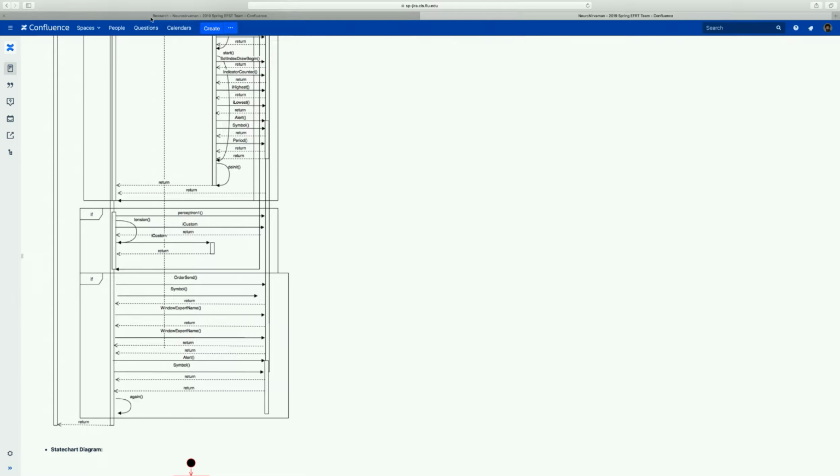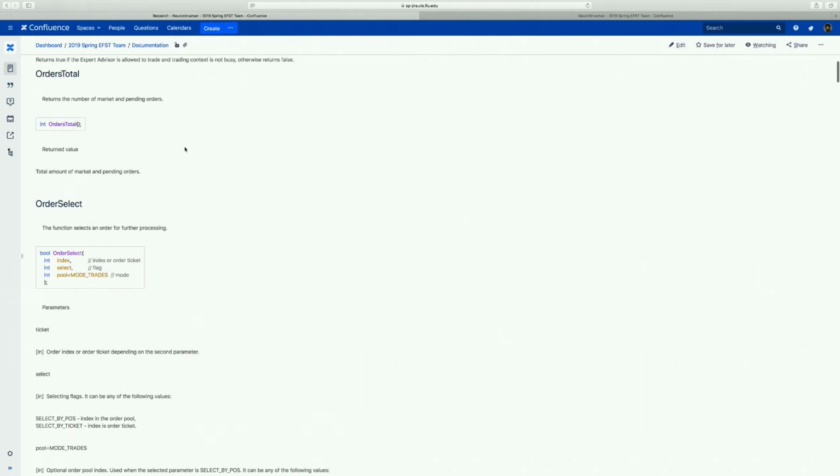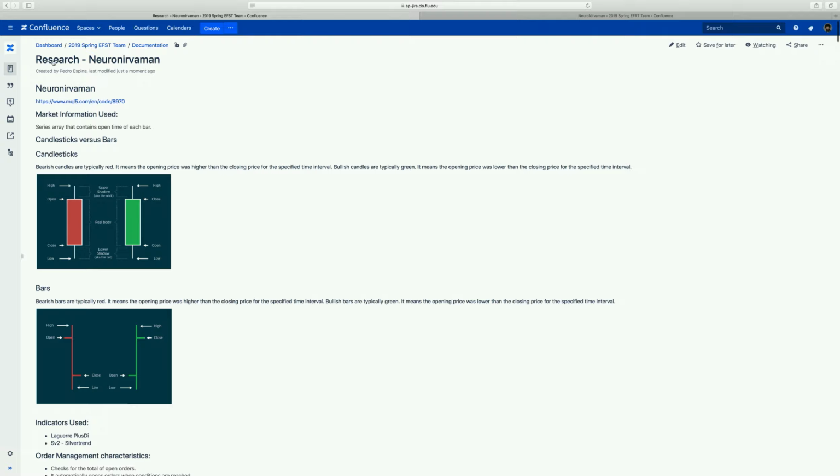Now we'll take a look at the document that I prepared. This is a research document, and this is where you can download the code for Neuronirvaman. So what market information does it use? It uses a series array that contains the opening time of each bar.